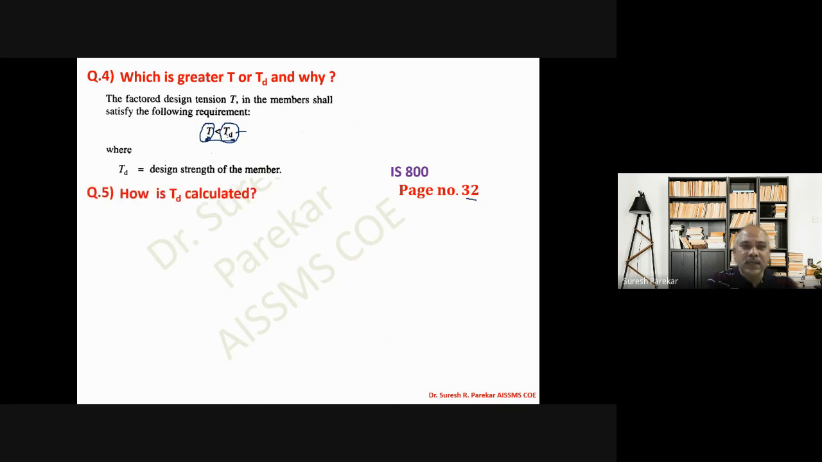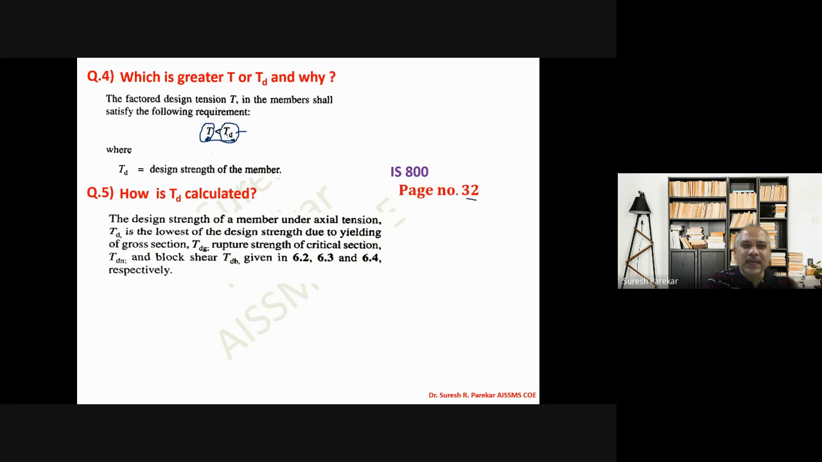Then how is TD calculated? In clause 6.1, we have to determine TDG, that is yielding of cross section. You can see this is given in the IS code. So yielding of cross section, which is TDG, rupture at critical section TDN, and block shear strength TDB, which are given in 6.2, 6.3, and 6.4 respectively. And the minimum of these, so you can see, is the lowest of the design strengths of these three.